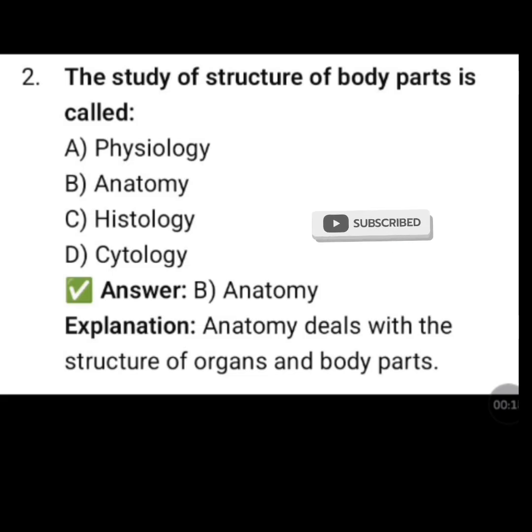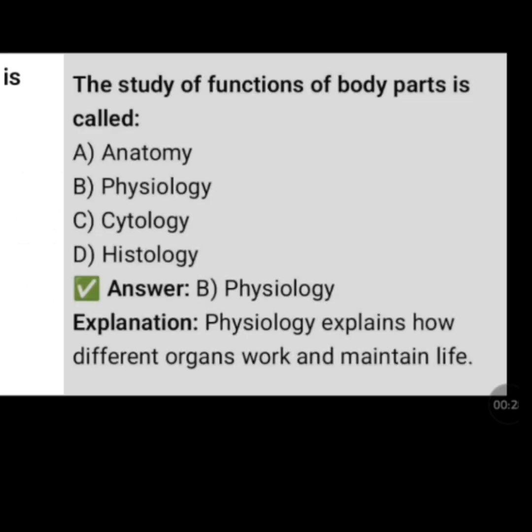The study of structure of body parts is called: physiology, anatomy, histology, cytology. The correct answer is option B, anatomy. Anatomy deals with structure of organs and body parts.